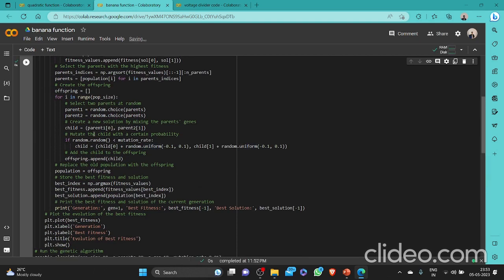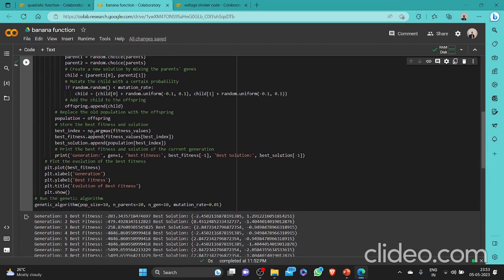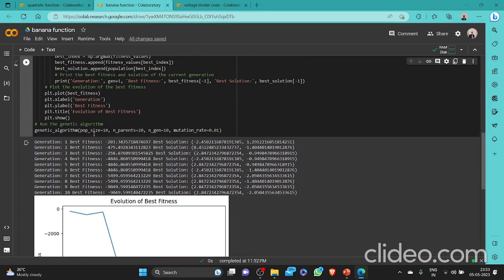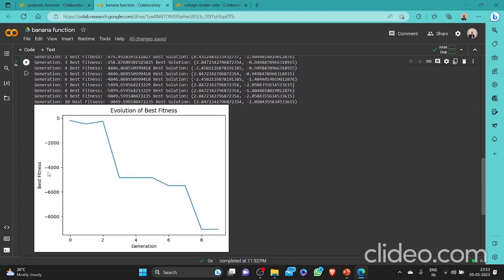Now, let's see the output for this code. Here, the population size is taken as 10, number of parents is 20, number of generations is 10, and mutation rate is 0.01. For these parameters, I got a plot like this: fitness versus generations.